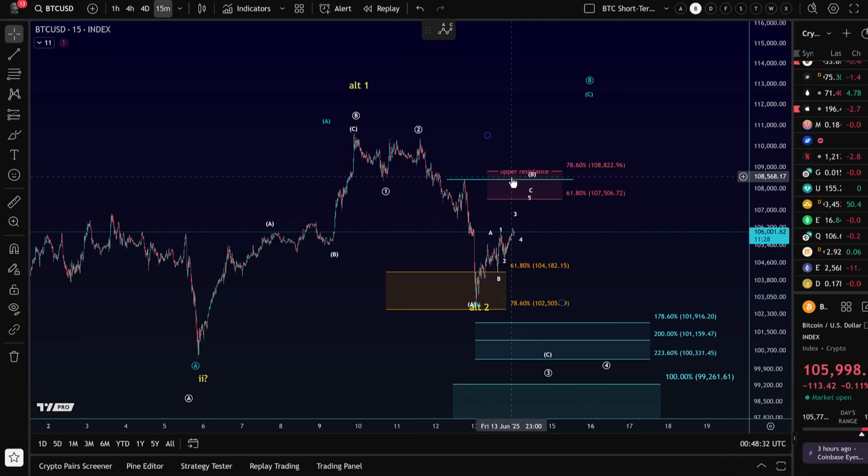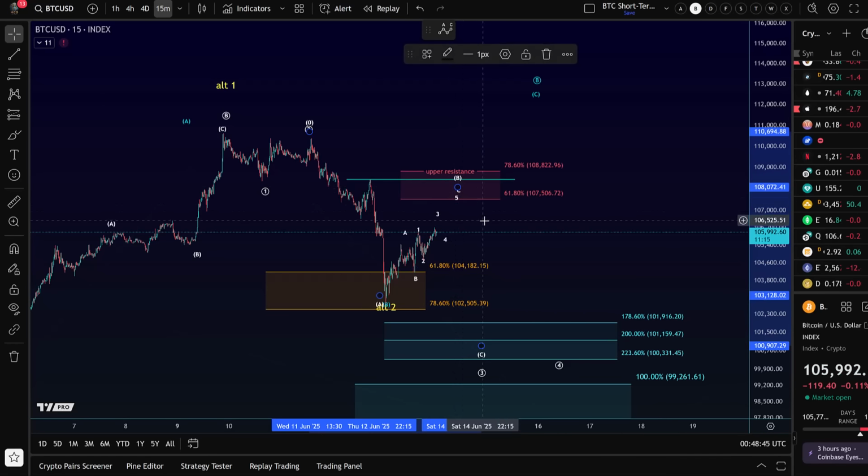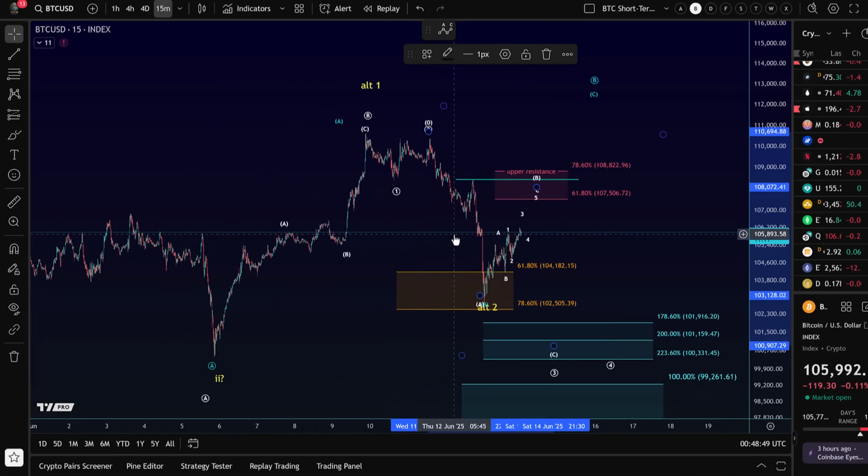We want to take a look at the microstructure to see if anything has changed, any updates, and not really, not really. The price is currently working potentially on this internal B wave here we talked about before earlier today. So let me take you through the different scenarios and what my view is could unfold over the weekend.